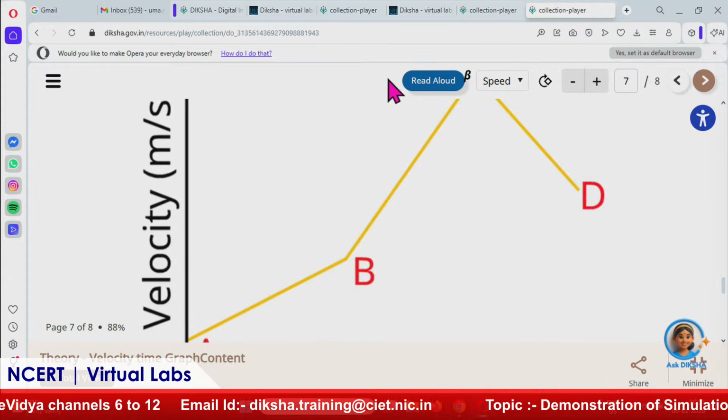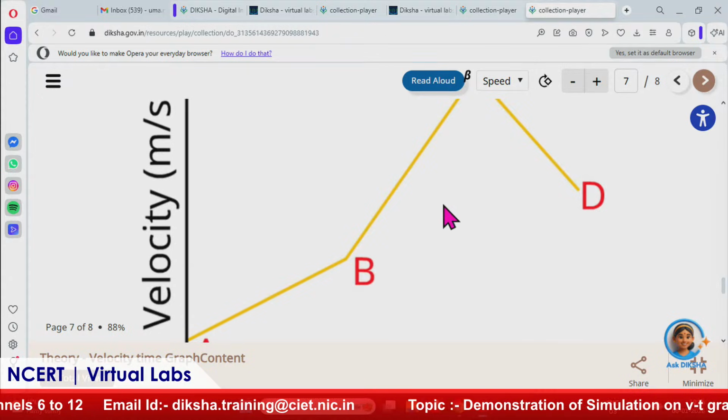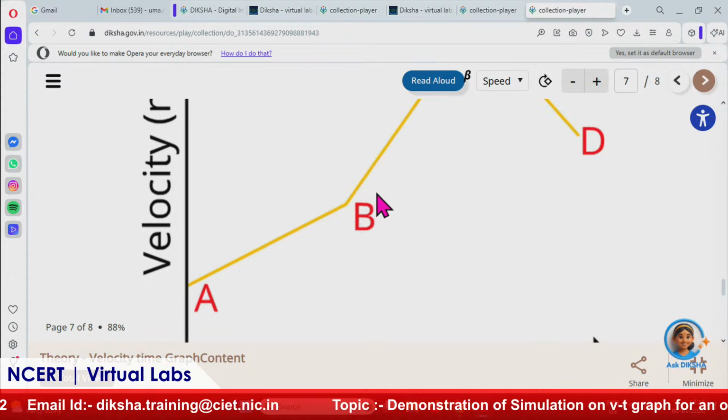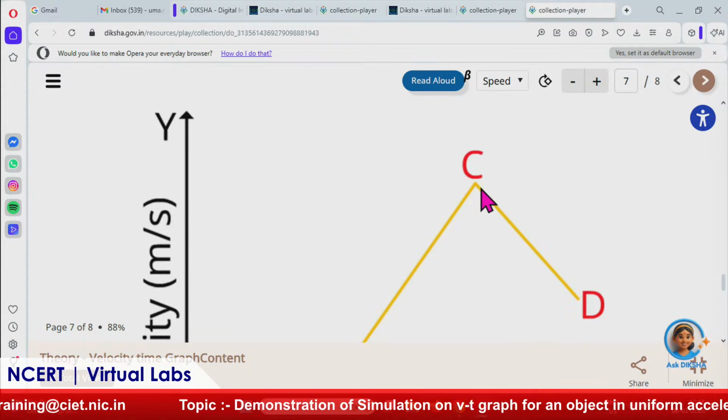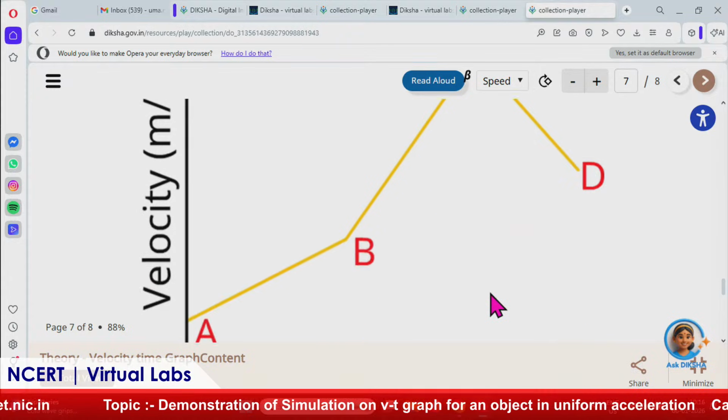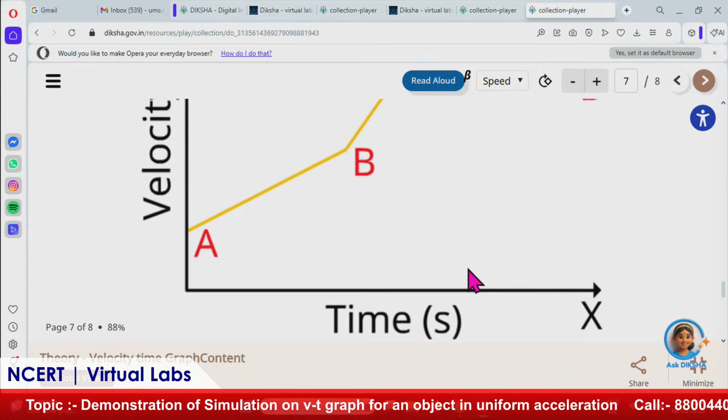See here it is not in a straight line, there are random points. Sometimes velocity is increasing, sometimes it is increasing highly, then here it is decreasing. So it is not uniform. So it is an example of non-uniform motion.